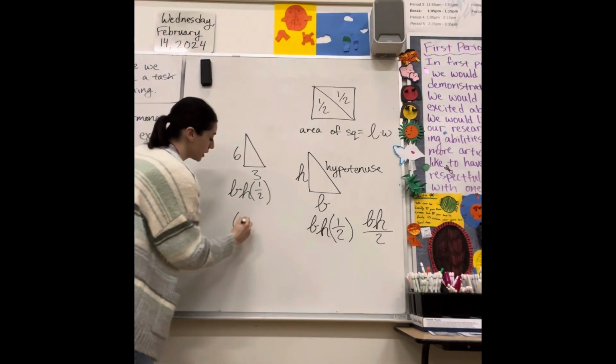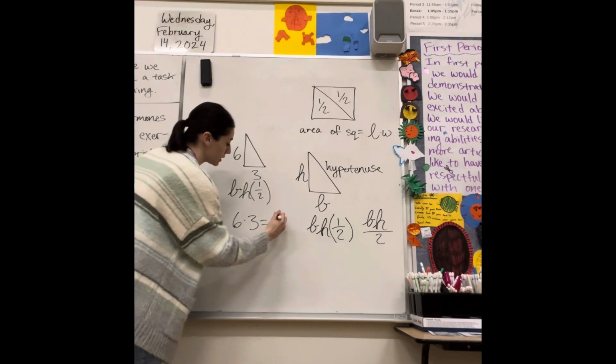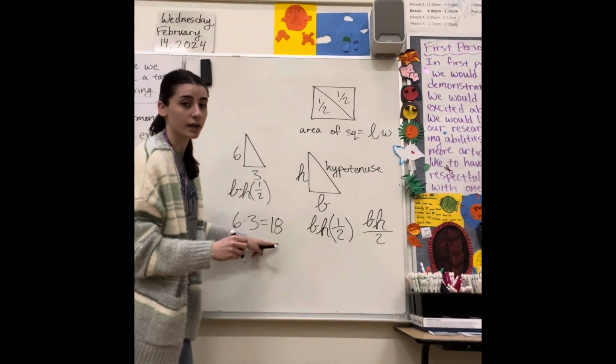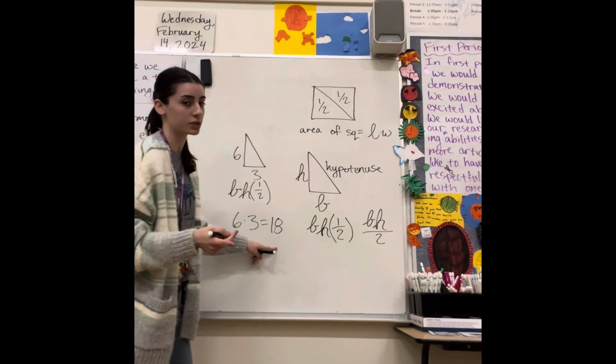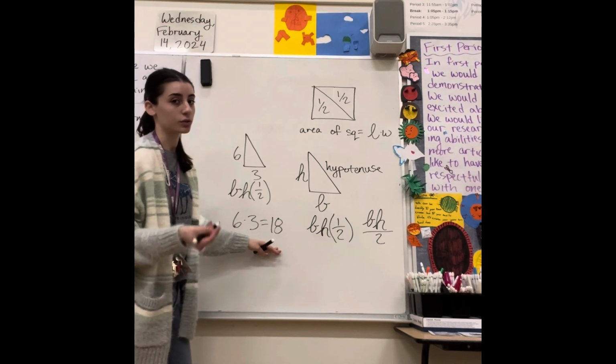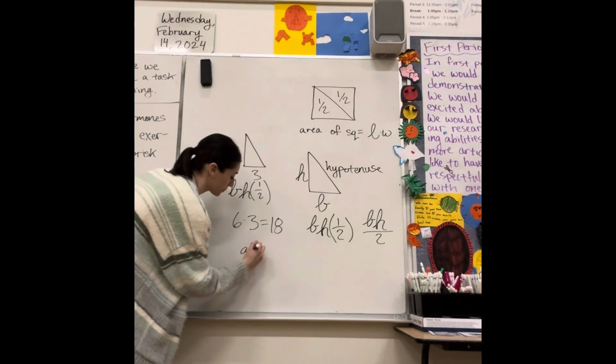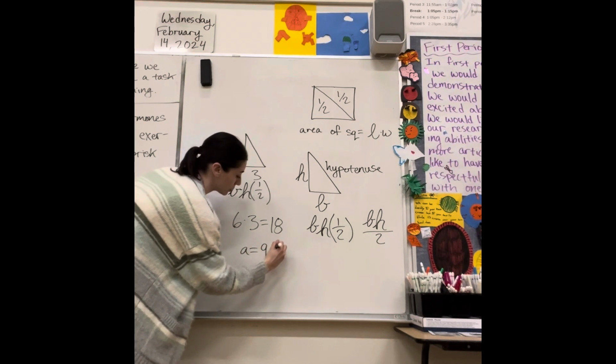So I end up with 6 times 3 equals 18. And now I have to take this answer and multiply it by 1/2 or else divide it by 2. So 18 divided by 2 is going to be 9. So the area for this triangle is 9 units squared.